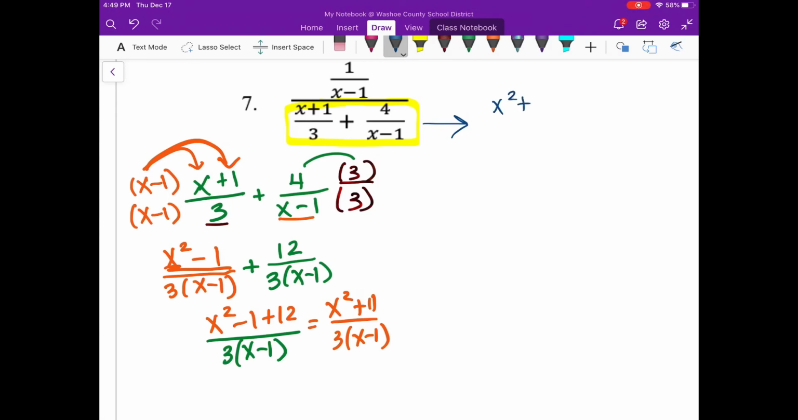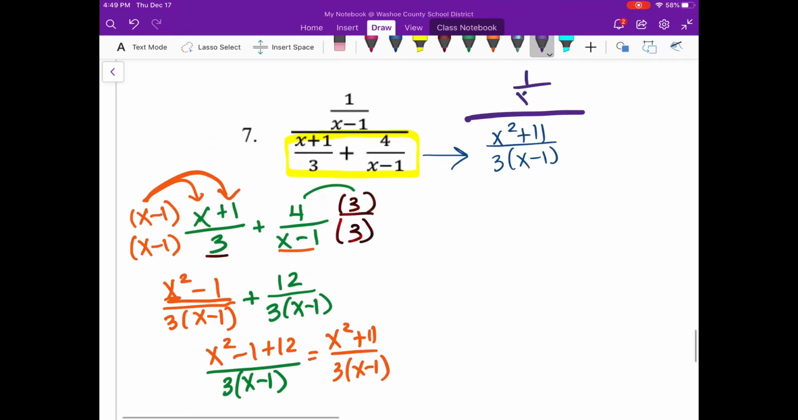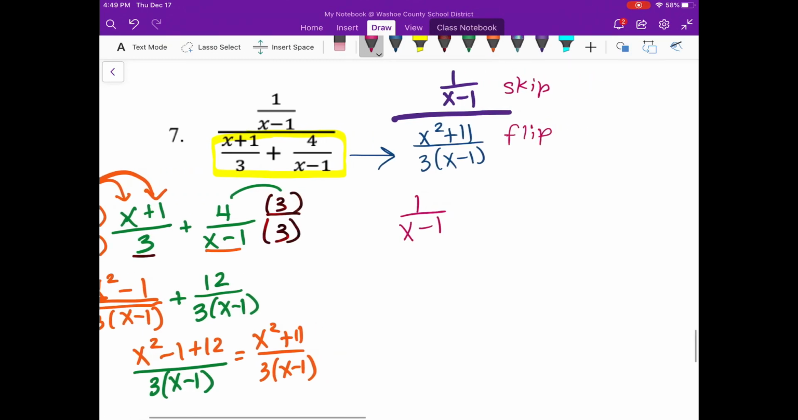So essentially what I just did is I just rewrote this as one fraction so that I can go straight into the skip, flip, multiply. So I have this, and then my original problem has x minus 1 in the numerator. So following my rules, I'm going to skip, so do nothing with my first one. I'm going to write it down here, 1 over x minus 1. Then I'm going to flip. Remember, flipping it means that this is your new denominator, x squared plus 11. And then this is your new numerator, 3x minus 1. And then multiply, so these are being multiplied.